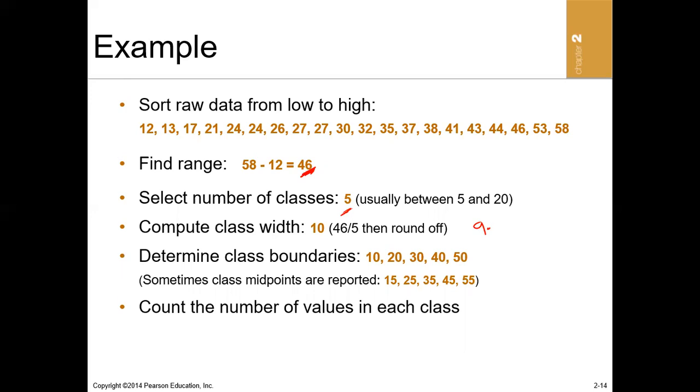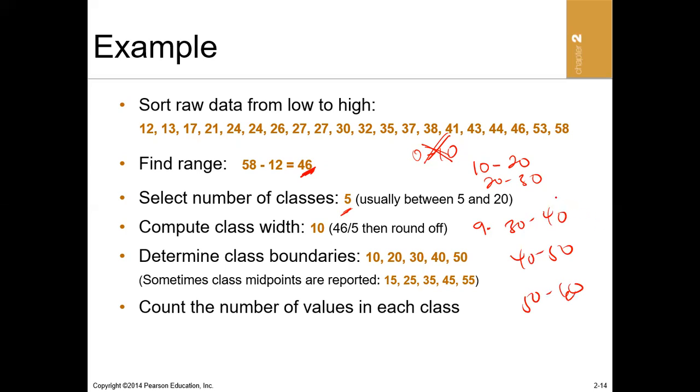Then we can now determine the class boundaries. So we can have 0 to 10. But remember, there's no figure less than 10. So this class will not appear because there's no figure here lesser than 10. So you start from 10 to 20, 20 to 30, 30 to 40, 40 to 50, and then 50 to 60.